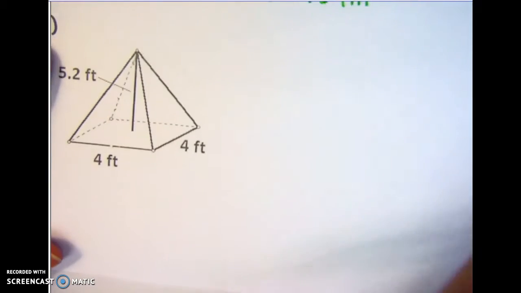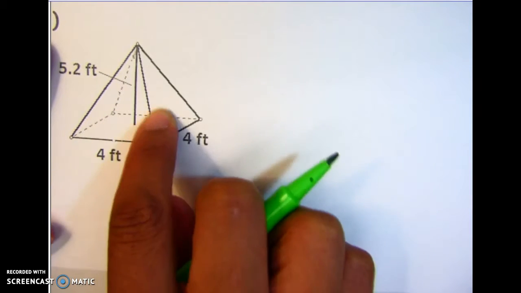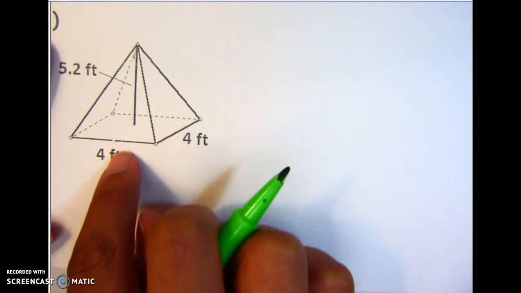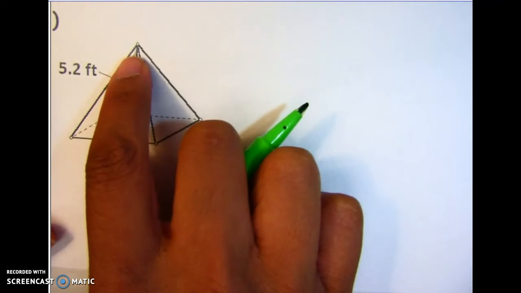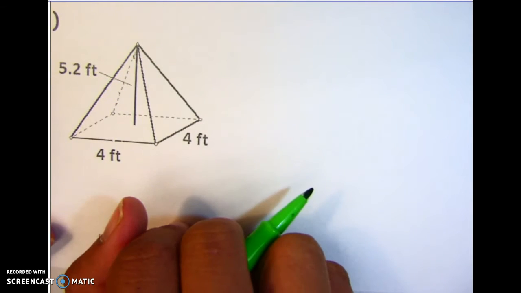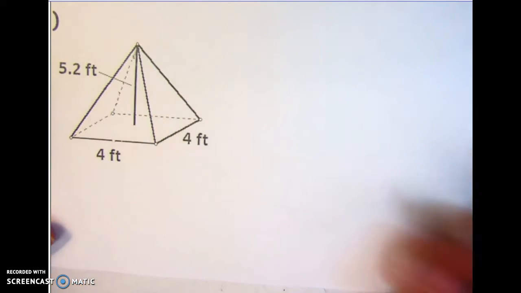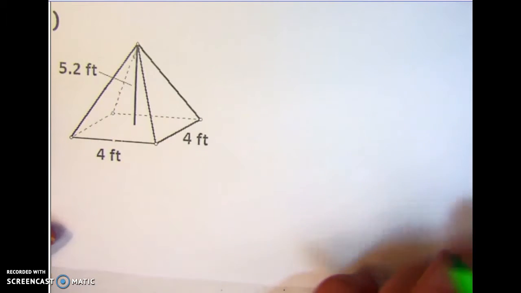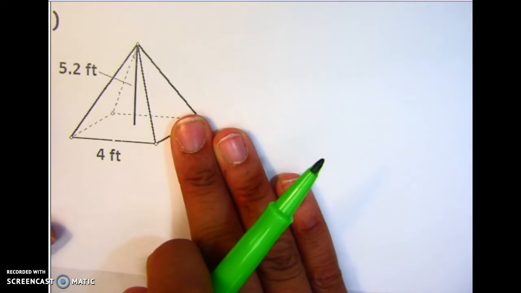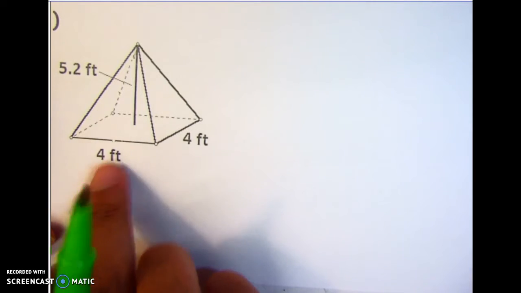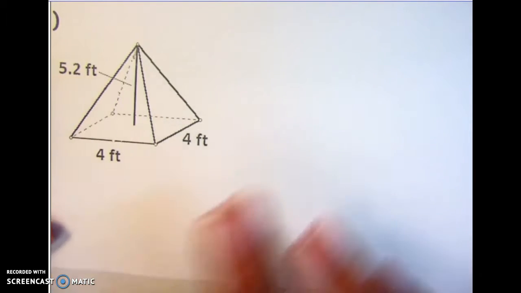Okay, let's look at our next example. Again, it's a square pyramid, so my length and my width are the same, and then I have my height here going from top to bottom. They may not always be square pyramids. They may be rectangular pyramids. This could be 4, this could be 5, but you still multiply length times width times the height and divide it by 3.